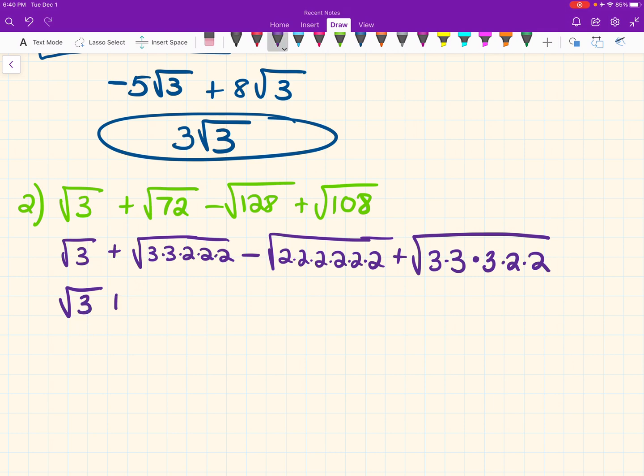Okay, and the next one, though, we can bring out a 3 and a 2. Well, 3 times 2 is 6, and that's what ends up on the outside. 2 is left behind. Well, nothing can be combined there. Guess what's going to happen? We're going to combine something else.